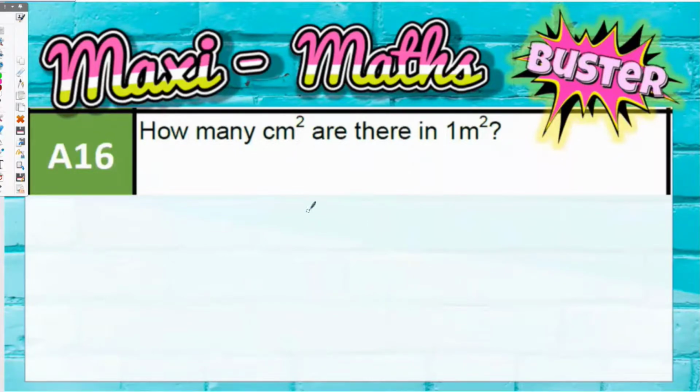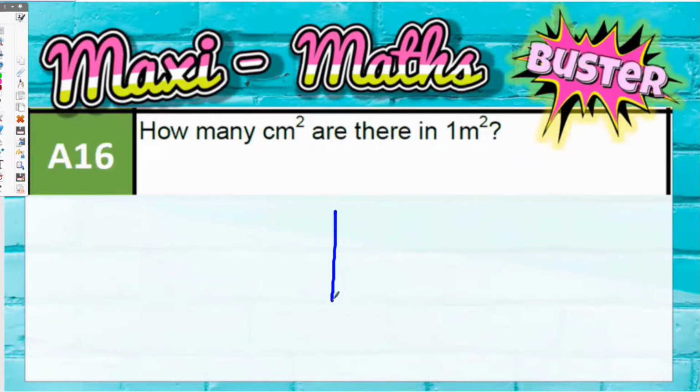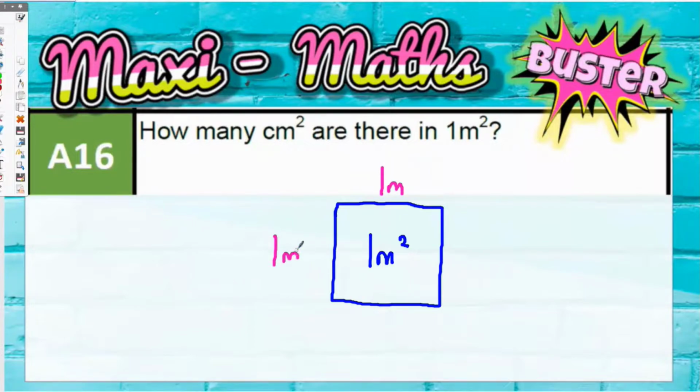Question 16, how many centimetres squared are there in a metre squared? Well, the first thing we need to do is basically draw a square. So if we draw a square and we call that 1 metre squared, that is 1 metre squared because the width would be 1 metre and the length would be 1 metre. So the area would be length times width, which would be 1 times 1, which is still 1 metre squared.